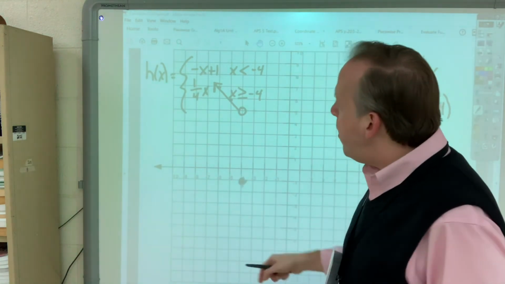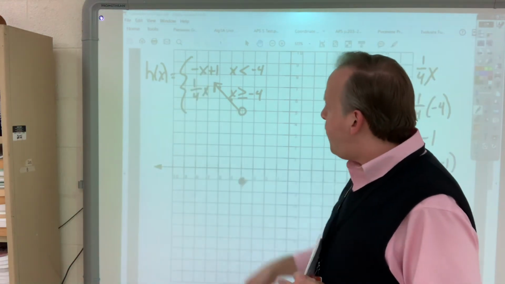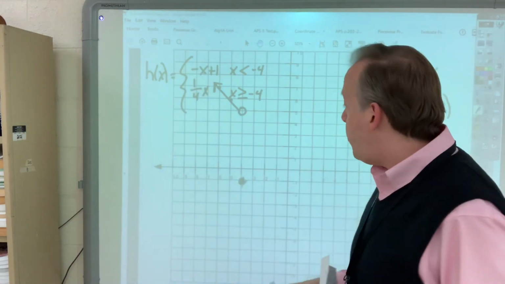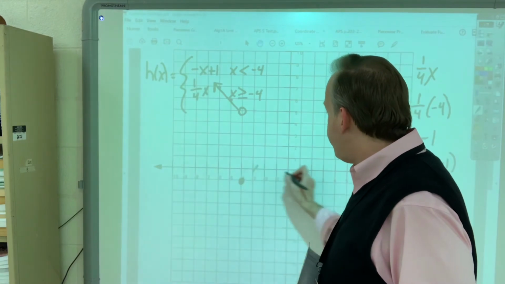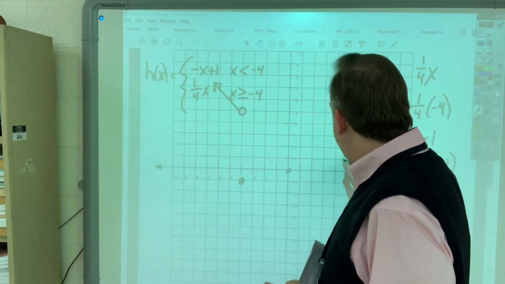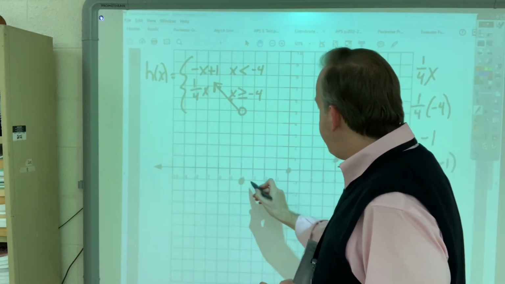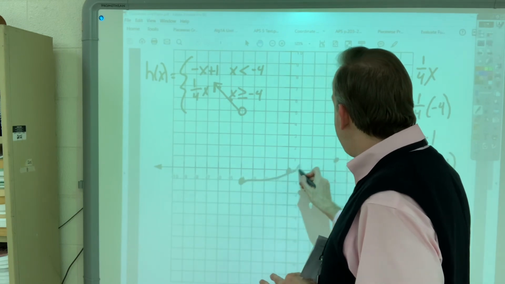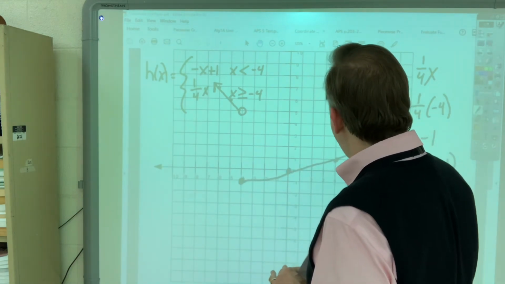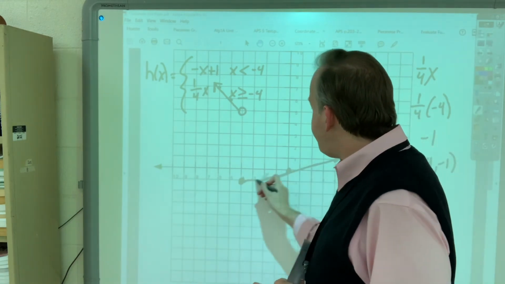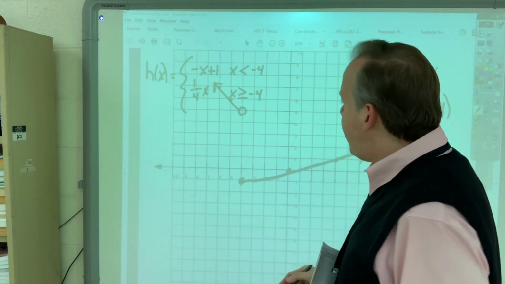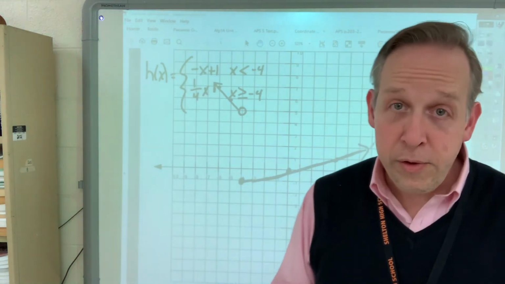And where does it go? Well, it goes up 1 over 4. That's the slope, up 1 over 4. We could just use that, go up 1 over 4. Up 1 over 4. And this will be a shallow line. It's a bad-looking line, but you get the drift. And that's the rest of the function. That's all there is.